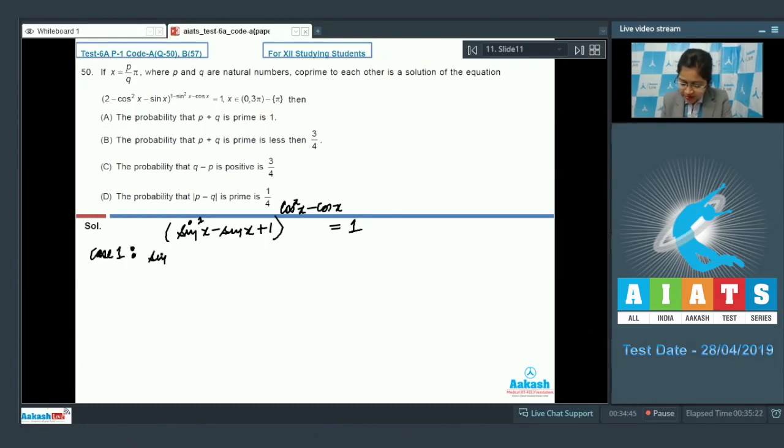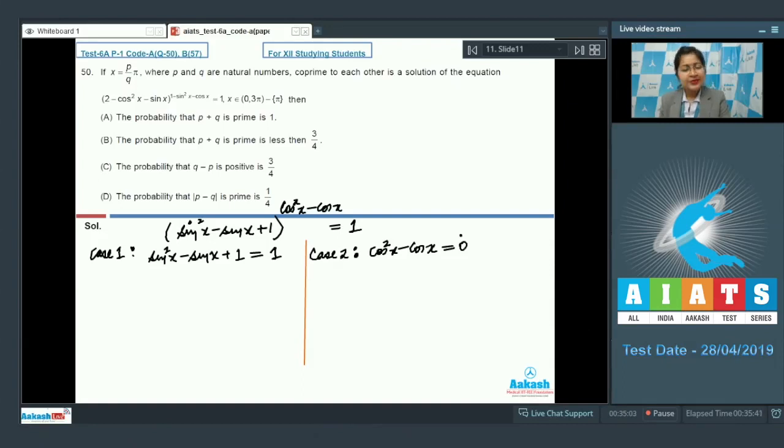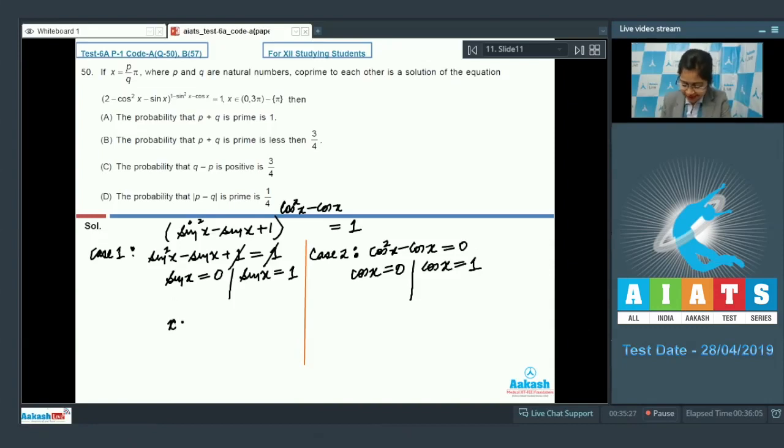Case 1, that is sin square x minus sin x plus 1, either it is equal to 1, or case 2, that is the power, that is cos square x minus cos x, the power should be equal to 0. These two are the only solutions. Now solving this further, we will get either sin x is equal to 0 or sin x is equal to 1. And from here we get either cos x is equal to 0 or cos x is equal to 1.